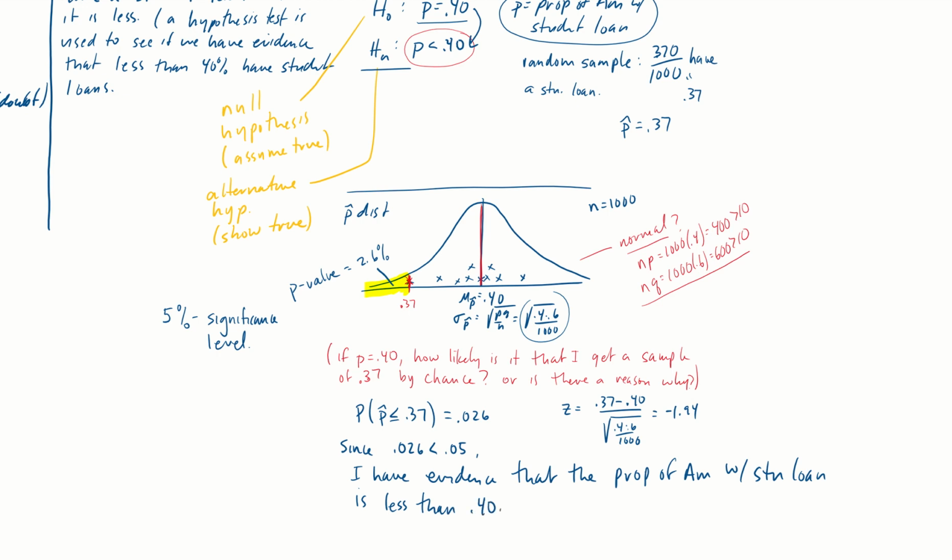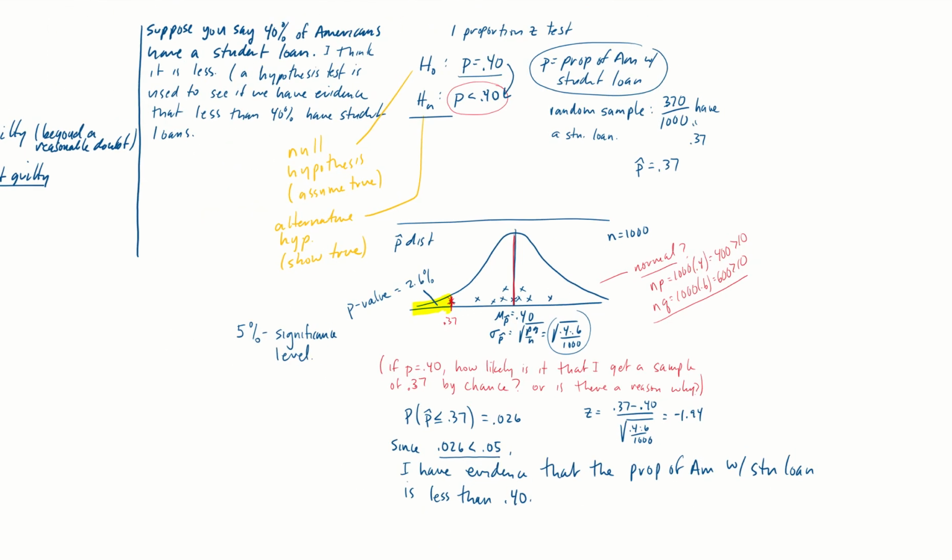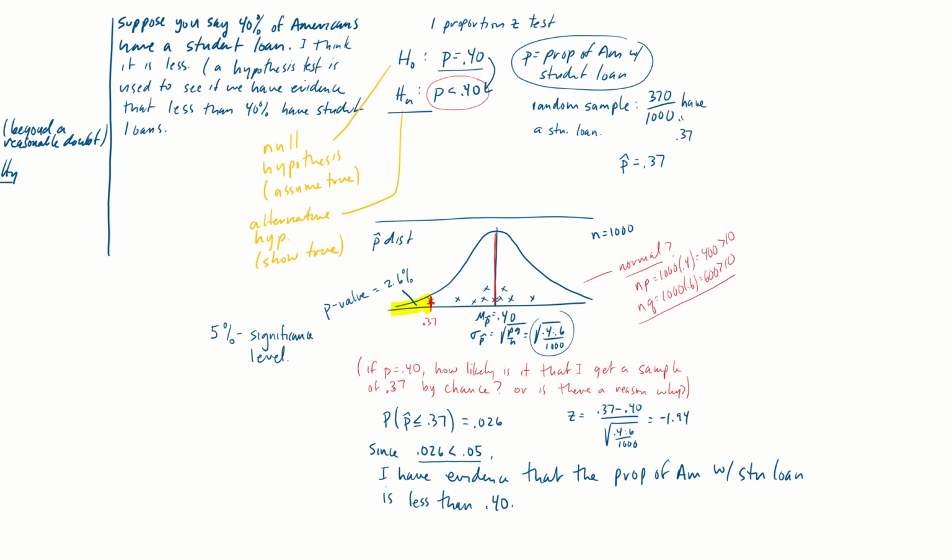Okay, so this is basically the same thing we do on a trial. This is my beyond a reasonable doubt, if you will. That's my criteria for saying, yeah, it didn't happen by chance. Okay. And this is my hypothesis test. Okay. So this is my deal. So I've got step 1.